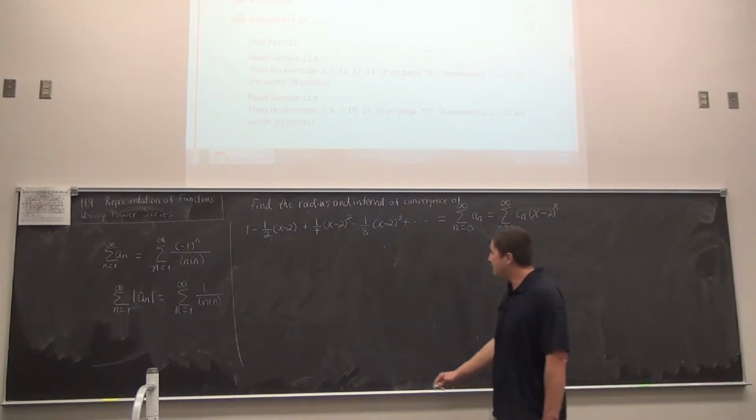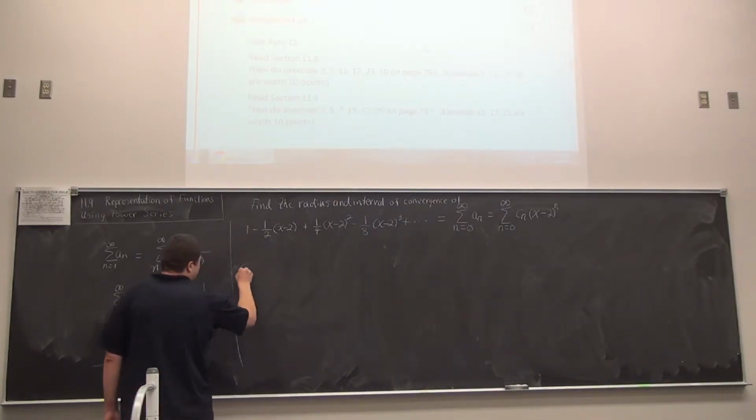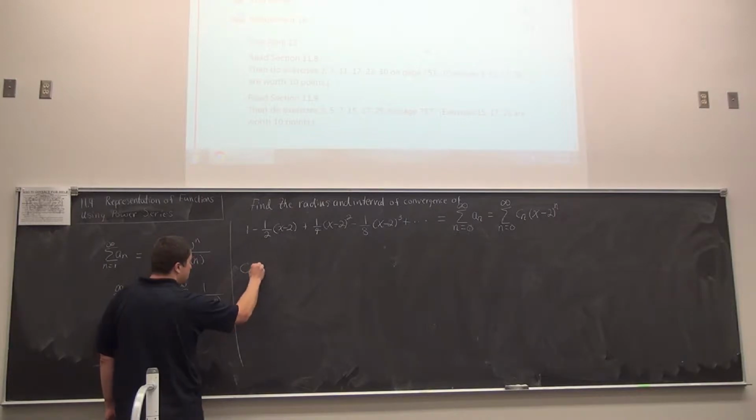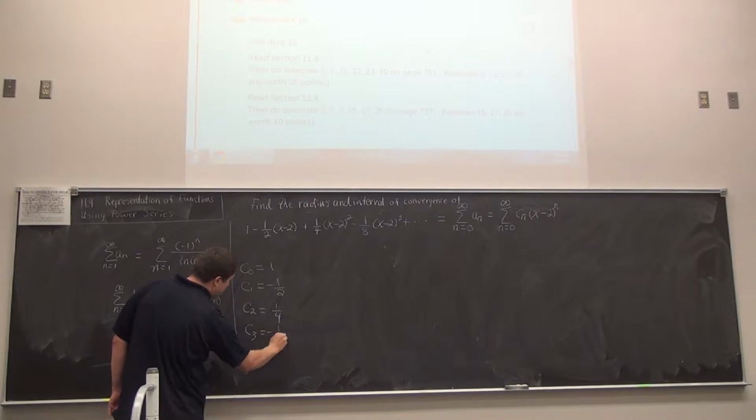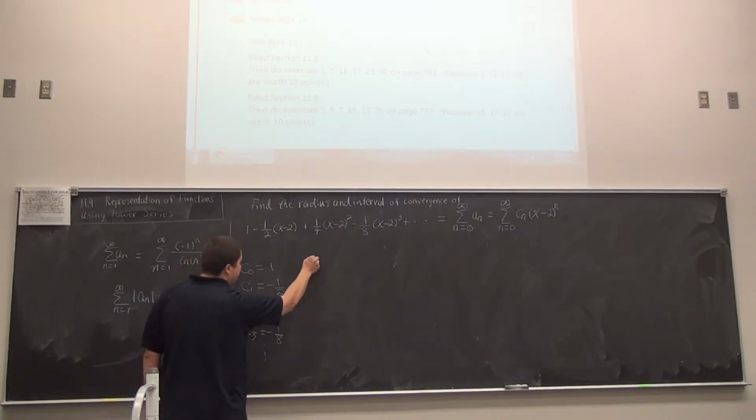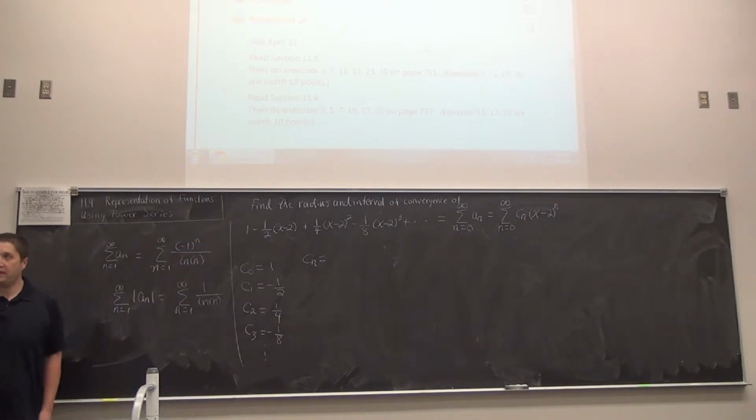We can say, for example, when we look at this, the first coefficient, c sub 0, was a 1. Then c sub 1 is negative 1/2. C sub 2 is positive 1/4. C sub 3 is negative 1/8. And it'd be really nice to have a formula for c sub n, so we can plug it in over there for our formula for the power series. But any questions so far with what we've got?